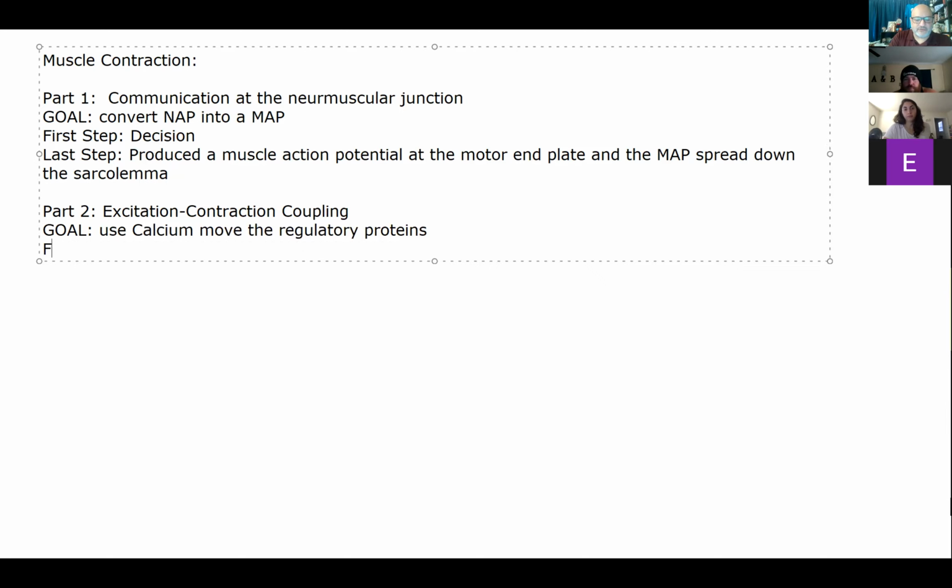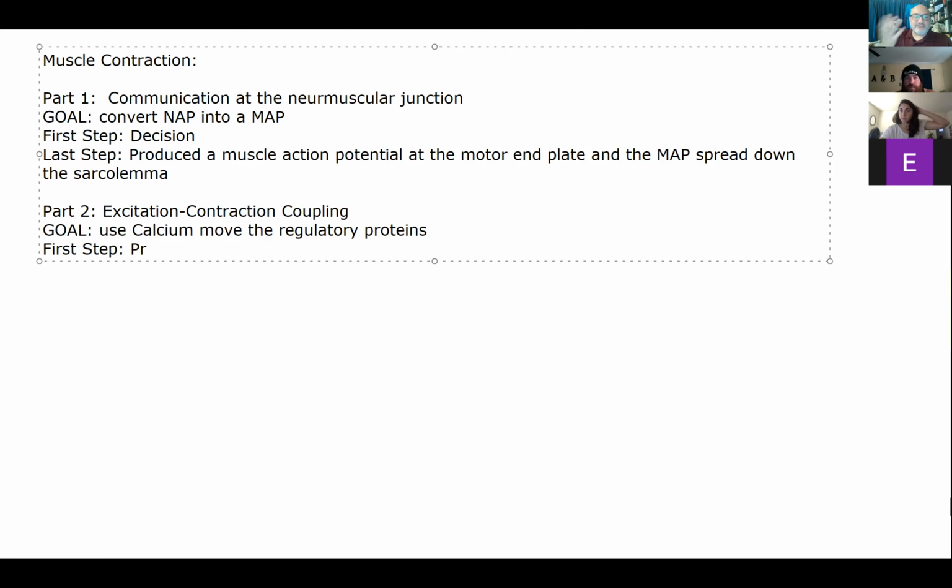What do you think the first step of excitation, contraction, coupling is going to be? Getting the muscle action potential down to the reticulum. True, but even before that, what has to happen before that? Calcium triggers movement of myosin. Well, that is what we want. That is our last step. That is going to be our goal. But as we've talked about, remember, this muscle contraction is a continuous process. So the end of the first step is also the beginning of the second step.